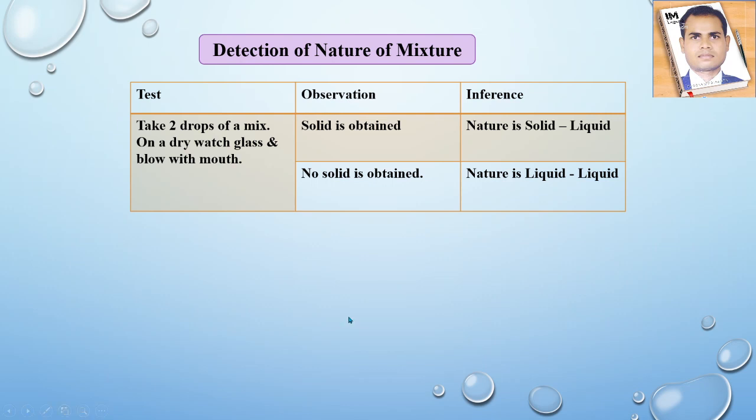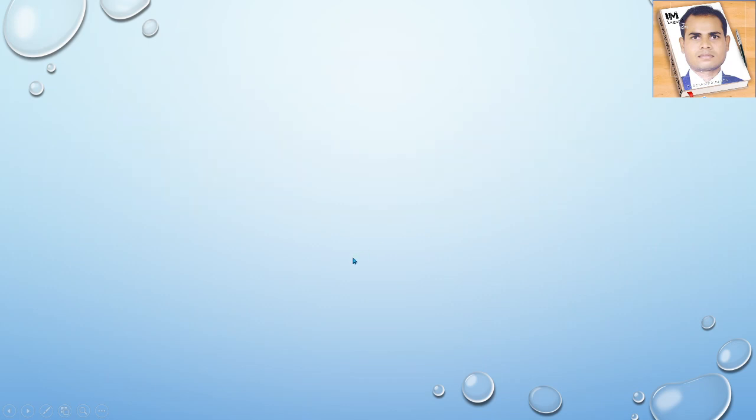Simply, we have to take 2 drops of the mixture on a dry watch glass, and we have to blow with the mouth. Observation: if a solid is obtained, then the nature is solid-liquid. If the observation is that no solid is obtained, then we can say the nature is liquid-liquid. So in this way we can detect the nature of the mixture.